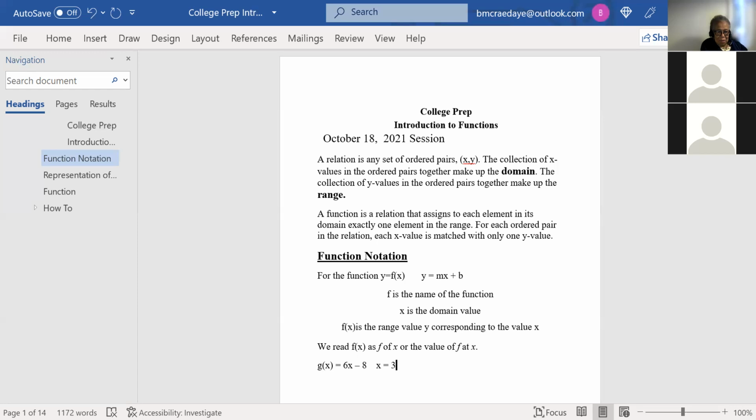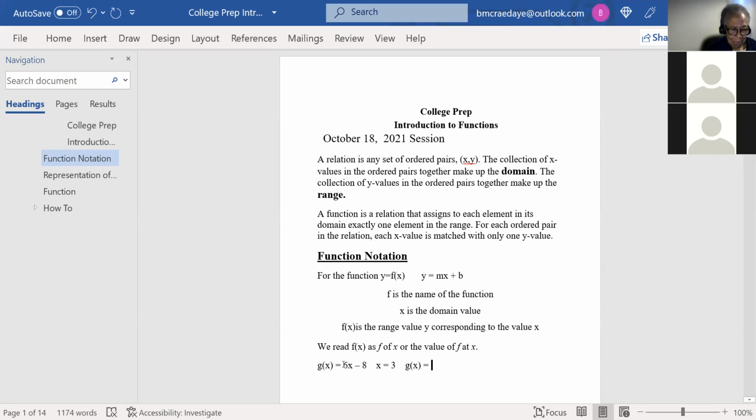G of 3. G of X is related to X by 6X minus 8. 6 times 3 is 18, minus 8, and that's equal to what? Minus 10? No, 10. 6 times 3, 18, minus 8 is 10. No.